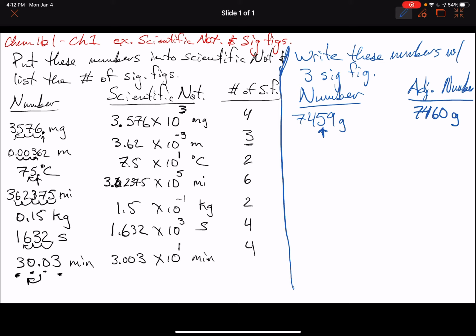So that 0 does not count, and the 7, the 4, and the 6 do count as significant. 1, 2, 3, and this would be the correct answer there. All right, the next one, let's do something similar here.